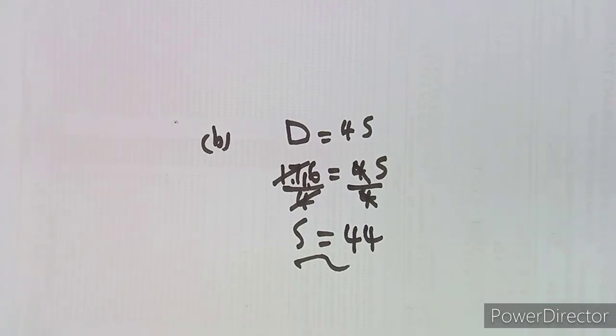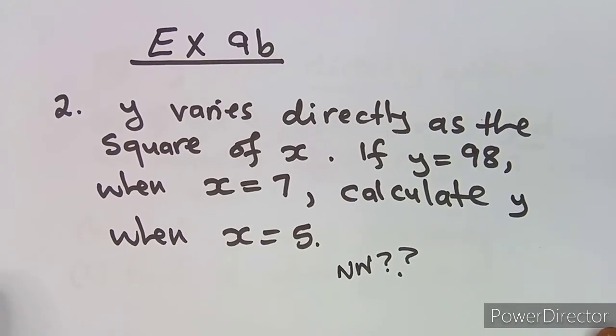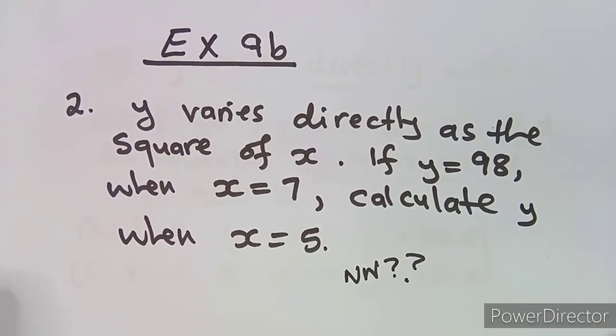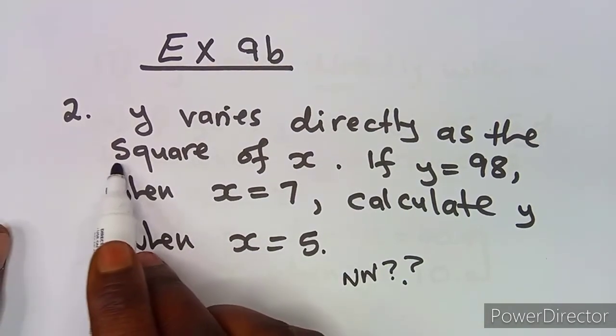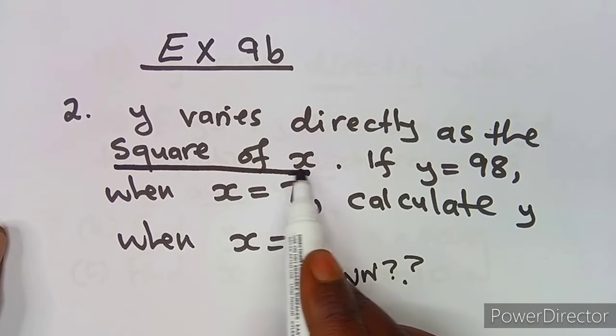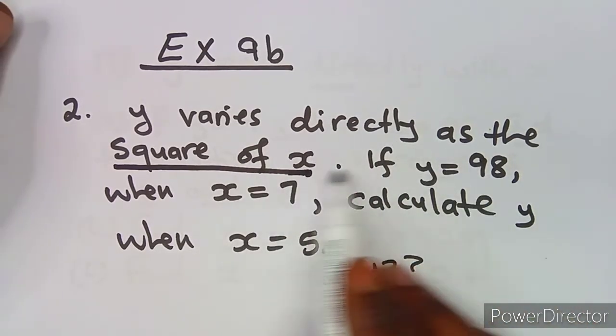So always, variation is a continuation part. Look at this one on exercise 9b, still working with a similar question, but this time I want us to take note here. There is the square of x. The square of x. Y varies directly as the square.